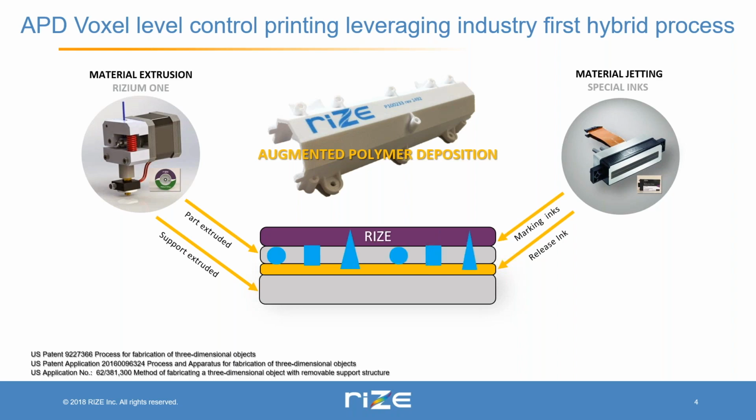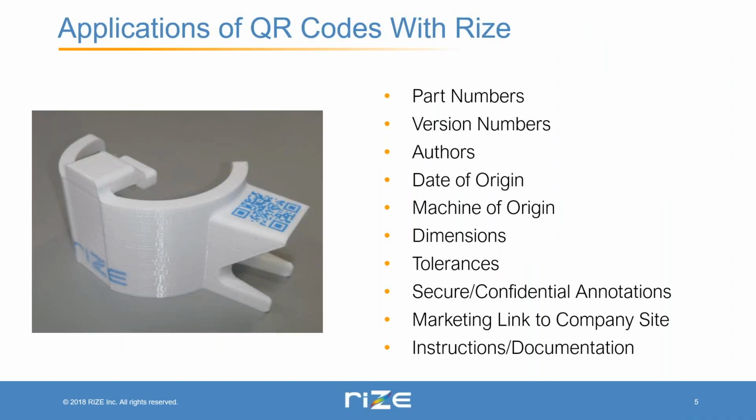Using this approach, we are able to display text and images on the surface of parts by applying marking ink during the printing process. The marking ink capability can be used to print logos, annotations, or digital documentation in the form of barcodes or QR codes.